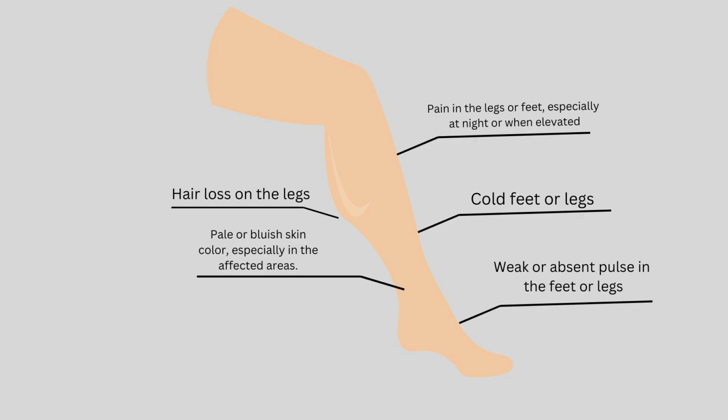Now, as for arterial leg ulcers, the symptoms may include cold feet or legs, a weakened or absent pulse in the feet or legs, hair loss on the legs, pale or even bluish skin, especially in the affected area. Pain in the leg or feet, especially at night or when the feet are elevated.